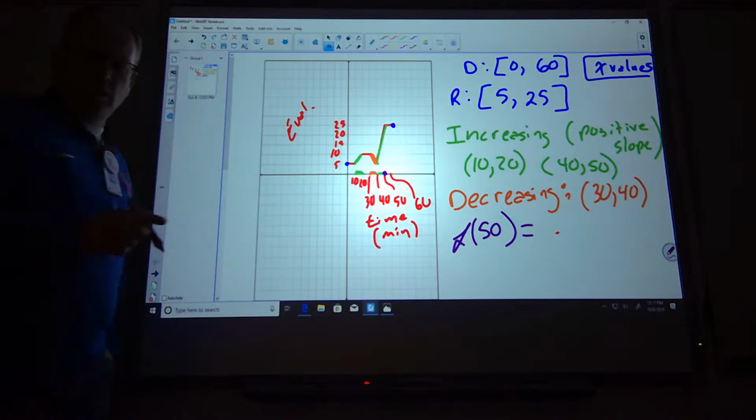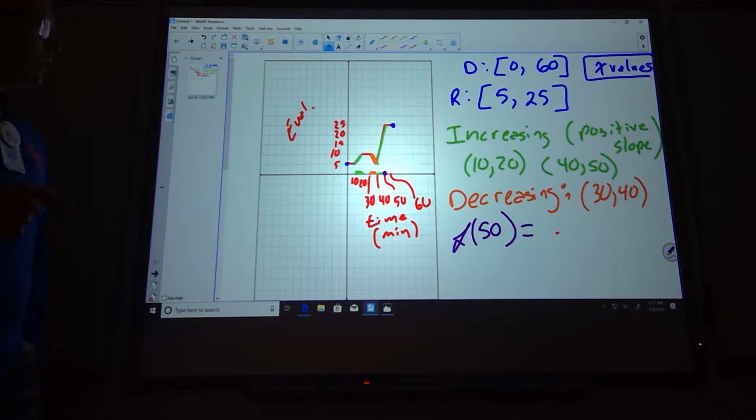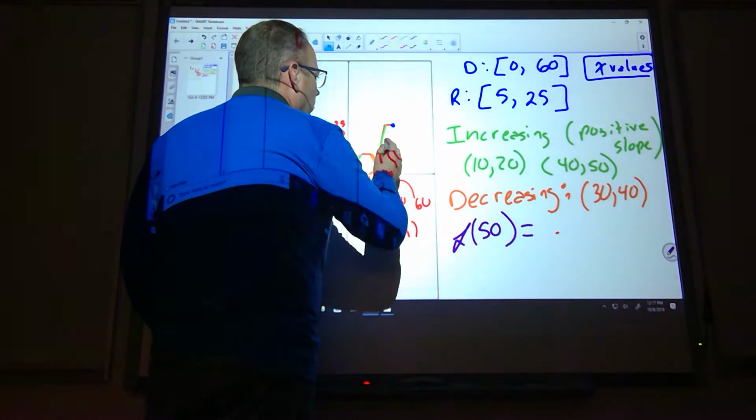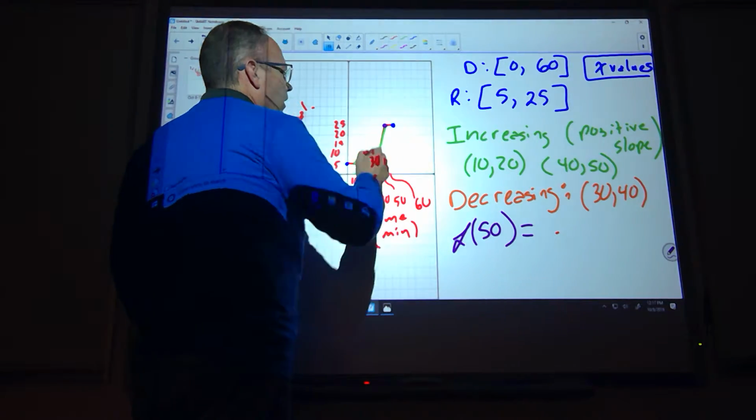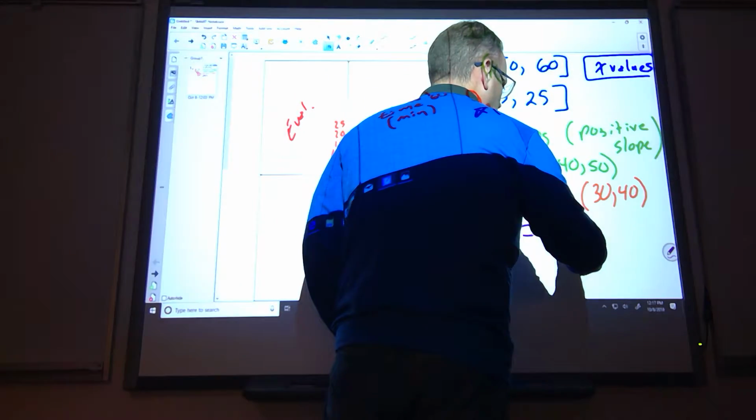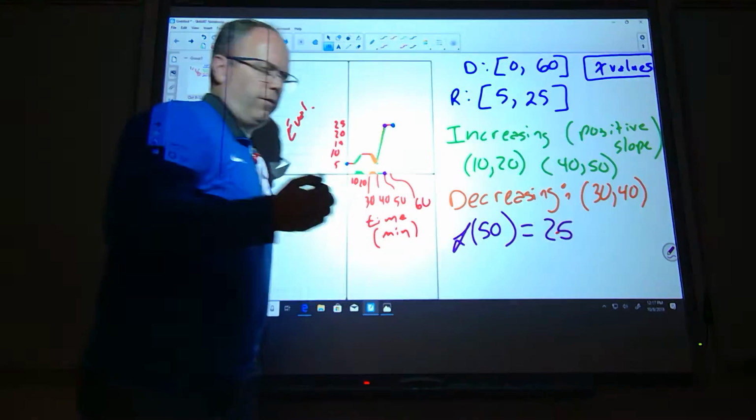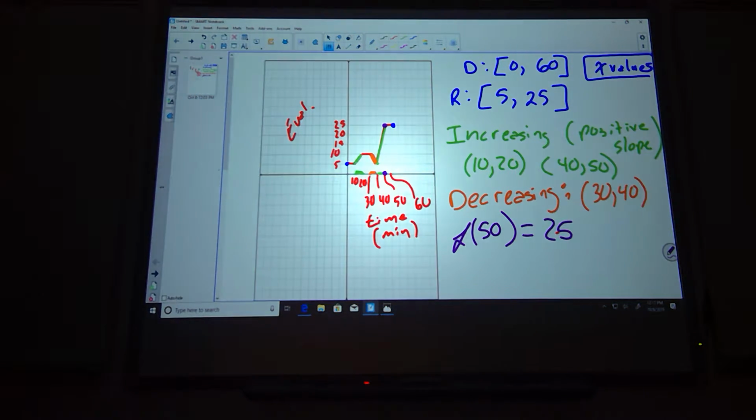Your paper might be a little different. Where does it go in the y direction? Where is this right here? What is that? 25. Okay. So the function at 50, or the function of 50, would result in a 25. So I have an input of 50. Remember, input we said is inside the parentheses, and an output of 25. And you know it's an output because it's outside the parentheses.